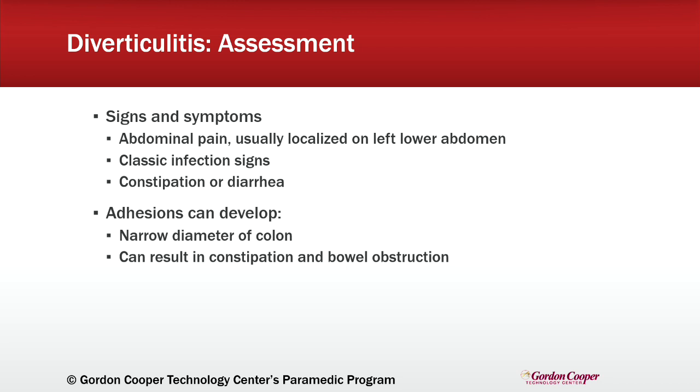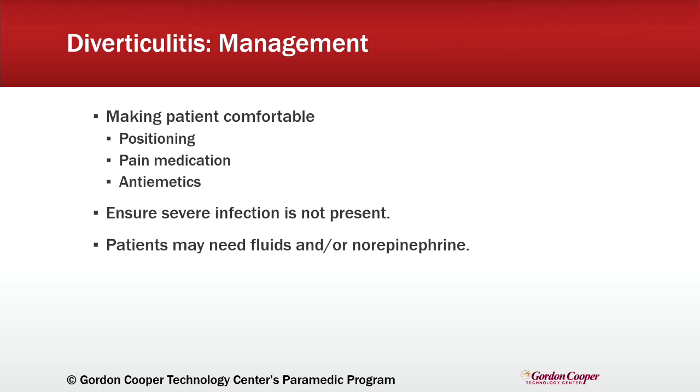So if not treated correctly in the early stages, things can actually get worse. They can snowball and get worse and worse. The first step in management is to ensure that there is no severe infection present. So look for those signs of sepsis and those kinds of things. The patients may require fluid and norepinephrine to maintain blood pressure, just like others that kind of went down the same path. Focus on comfort through proper positioning, pain medications, and antiemetics to manage the nausea.